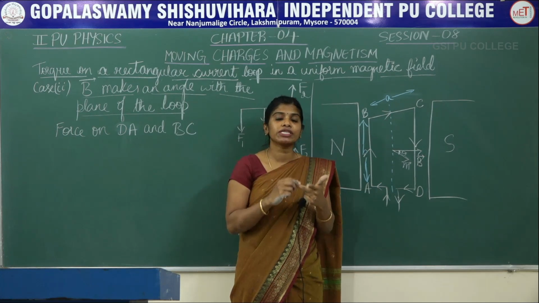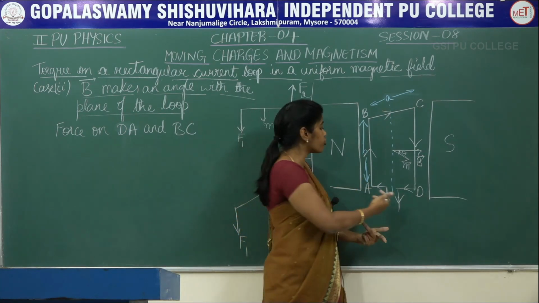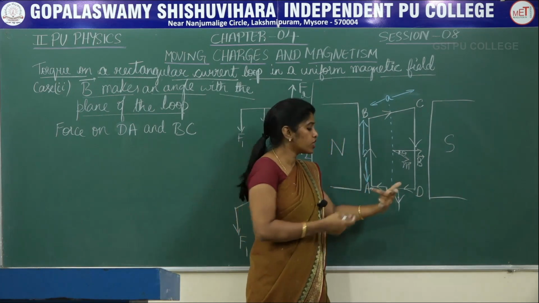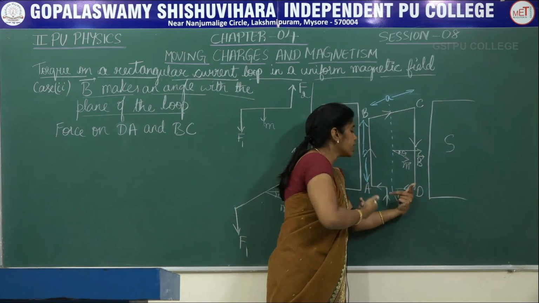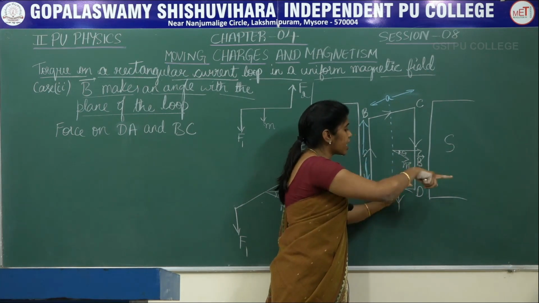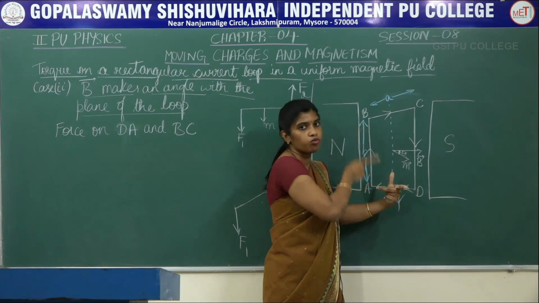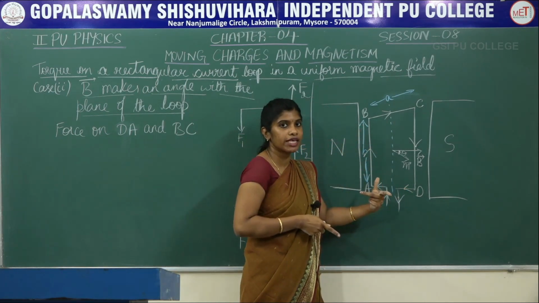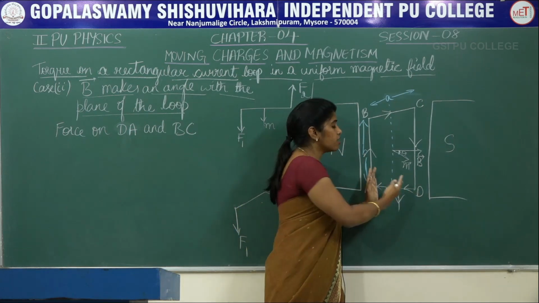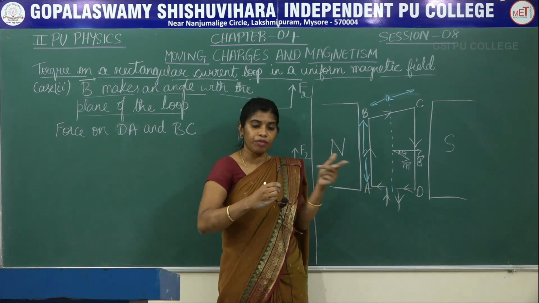So according to Fleming's left hand rule, the middle finger represents the direction of the current. So the direction of current is from D to A. So this is the direction of current and the magnetic field is in this direction. Now the direction of the force is upwards. You can see the direction of the force is upwards because the loop is being tilted a bit. It is making some angle with the magnetic field.